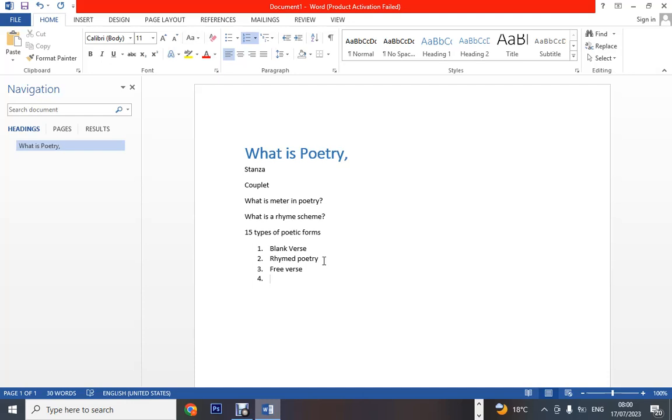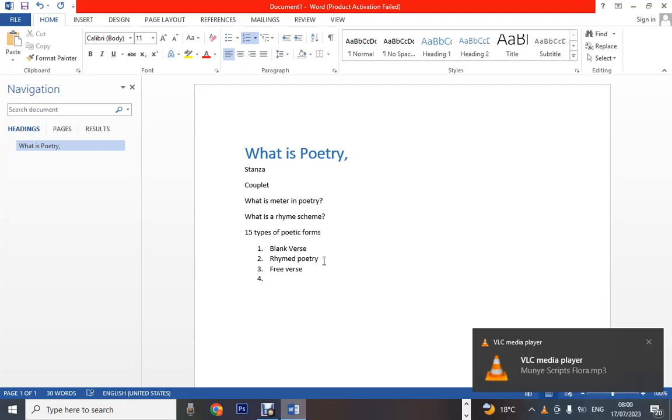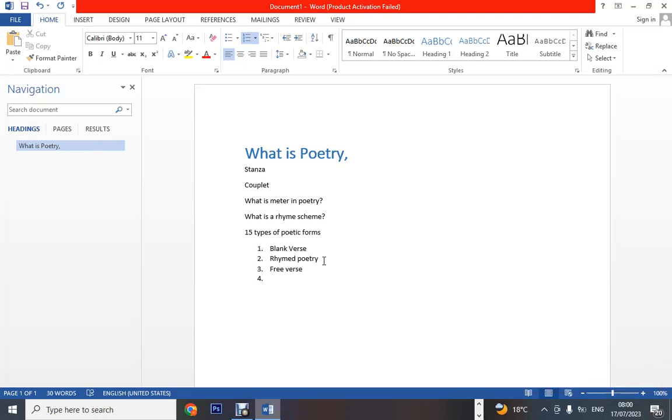In contrast to blank verse, rhymed poems rhyme by definition, although their scheme varies. Okay, then the free verse poetry is poetry that lacks a constant rhyme scheme, metric pattern, or musical form. Okay, that is the free verse. You can write it the way you want it to be.